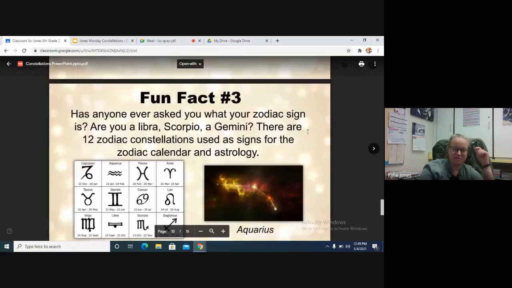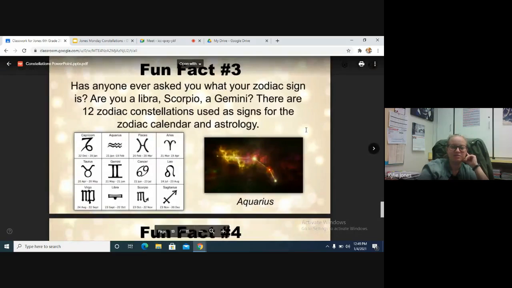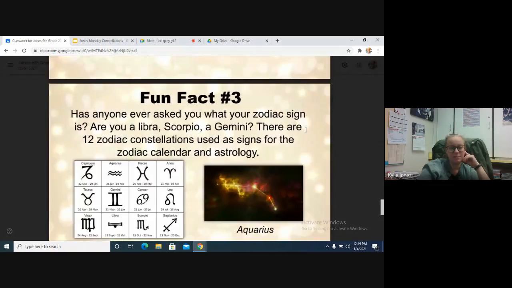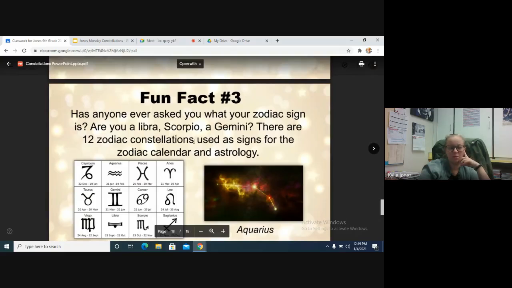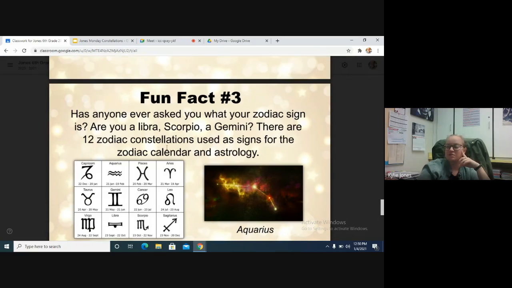Fun fact number 3, this is based on your birthday. I'm sure you guys have heard of these. Your zodiac sign. So if you're a Libra, a Scorpio, a Gemini, these are 12 constellations that are used for the signs of the zodiac calendar and astrology.